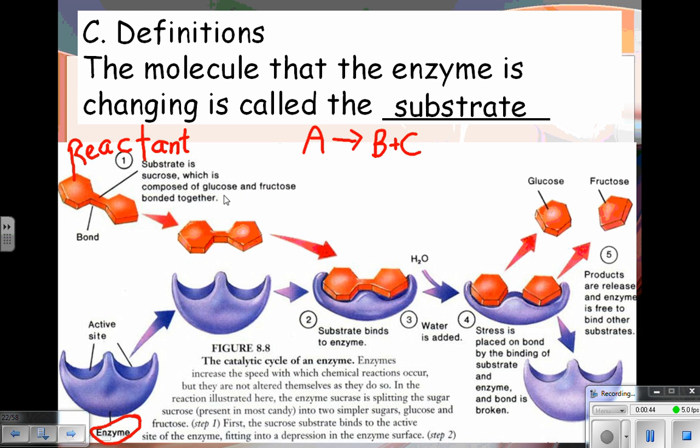And so in this case, A is sucrose. It's a sugar. And so here's two monosaccharides bound together by a covalent bond. And so this is a disaccharide. And look, it's getting broken into two monosaccharides. So if this is A, then glucose would be B, and fructose would be C. So that's the equation that's happening. So here is the reactant, and then B and C are called the products.